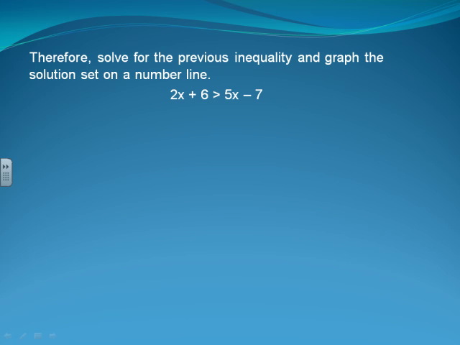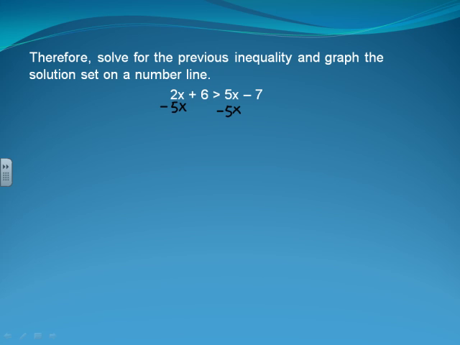This is the previous inequality that we introduced this section with. So we want to solve this inequality and graph the solution set on a number line. So we want to isolate x, just as if that was an equal sign. So I'm going to choose to get my x's on the left-hand side and my constants on the right. So I'm going to start with that 5x. That's a positive 5x, so I want to subtract 5x from both sides of my inequality. Because I subtracted, the sign will remain the same. Signs never flip with addition or subtraction.